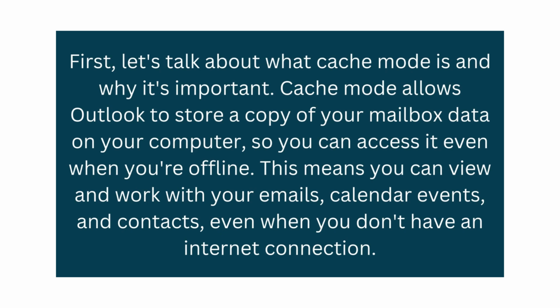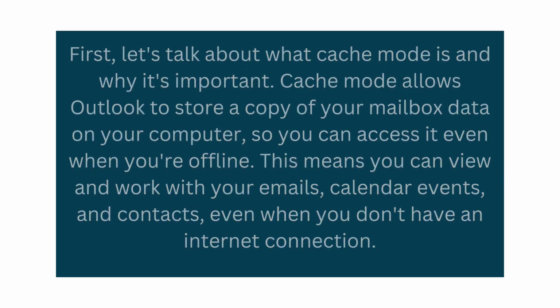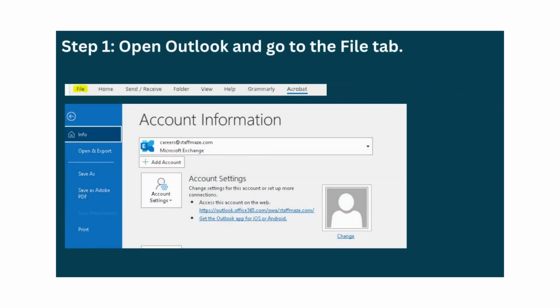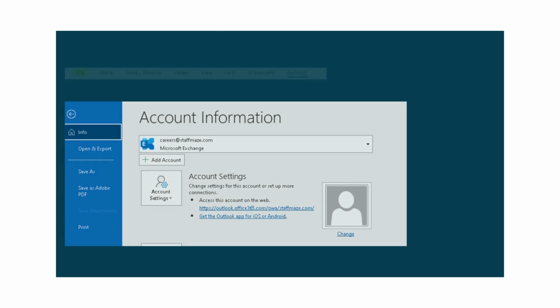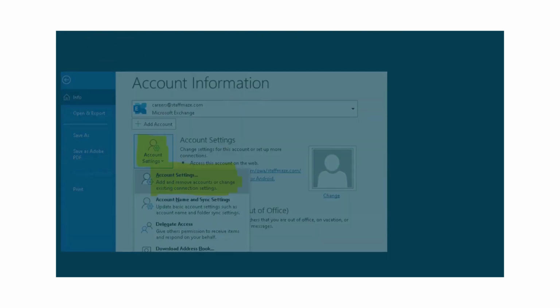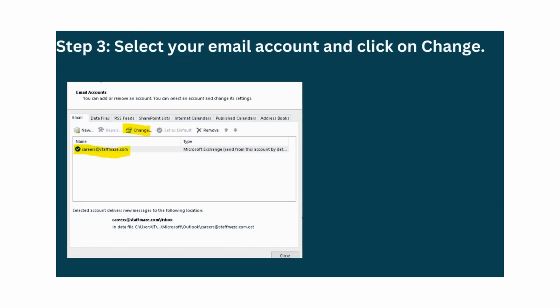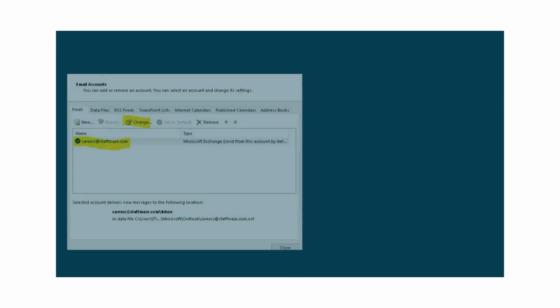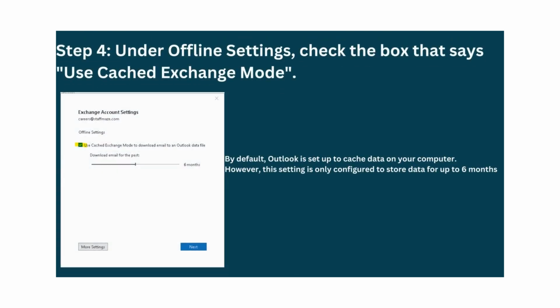This basically means you can work on your emails, calendar events, and contacts when you lose your internet connection or when you're traveling. To do this, you would click on File, click on Account Settings, and right below Account Settings, you'll see Account Settings again. So you'll click on it one more time. Select the mailbox that you want to change, and a little bit above that to the right, you'll see the word Change.